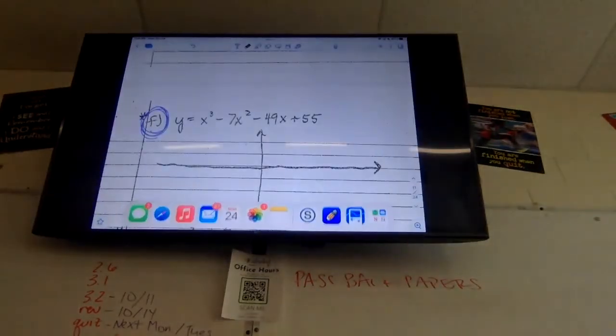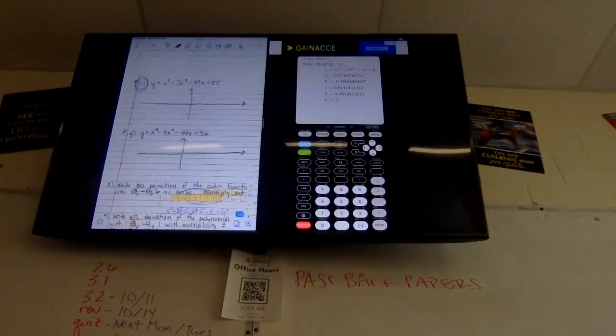I'm going to put x raised to the third minus 7x squared. Squared. There we go. Minus 49x and then plus 55. I do think our window needs to be a little bit bigger than our standard window. I might make it, let me try -30 and +30 in both directions. I think that's big enough, but it might need to be bigger. I don't quite remember. It's been a little bit since we did this.